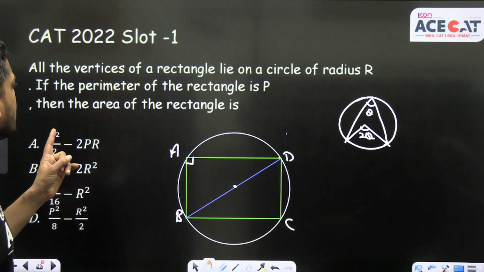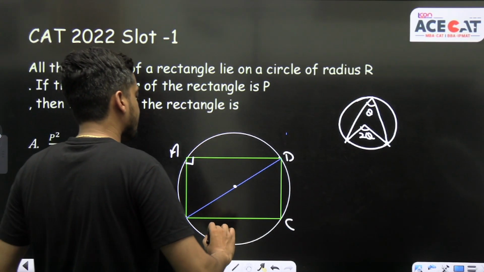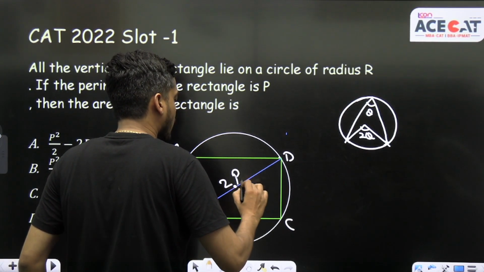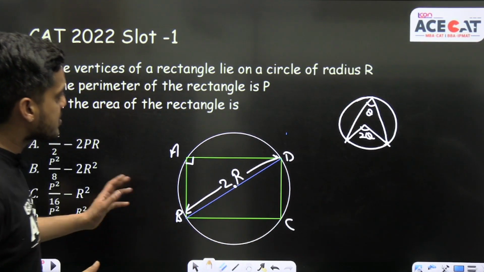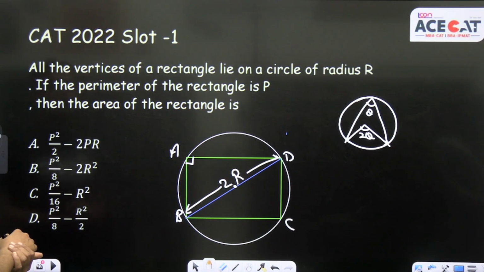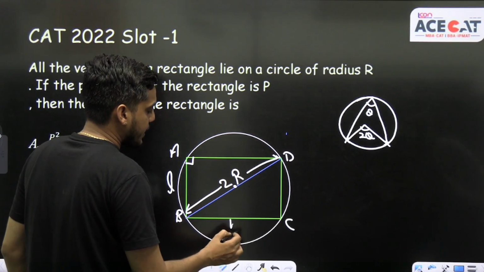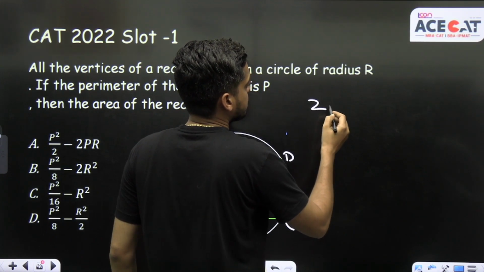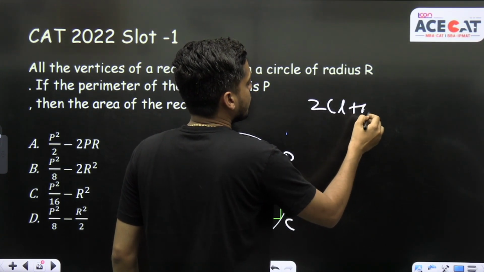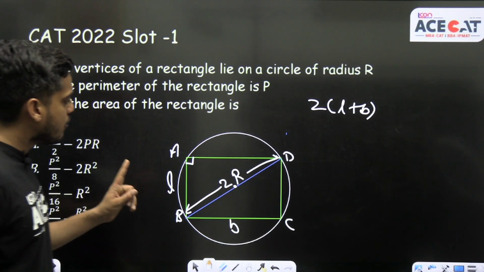Now, the circle has radius R. So do you agree with me? BD will be equal to 2R because it is the diameter of the circle. If the perimeter of the rectangle is P, let's assume L and B are the sides, so the perimeter will be equal to what? Twice of L plus B, that we all know. Students, do you agree with me?